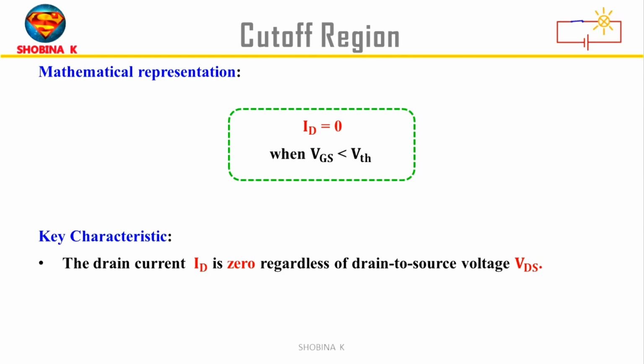Mathematical condition for this region is given by the formula ID equals 0 when VGS is less than V threshold. The drain current remains 0 regardless of VDS, which means no matter how much voltage you apply between drain and source, if VGS is below threshold, the MOSFET stays off.